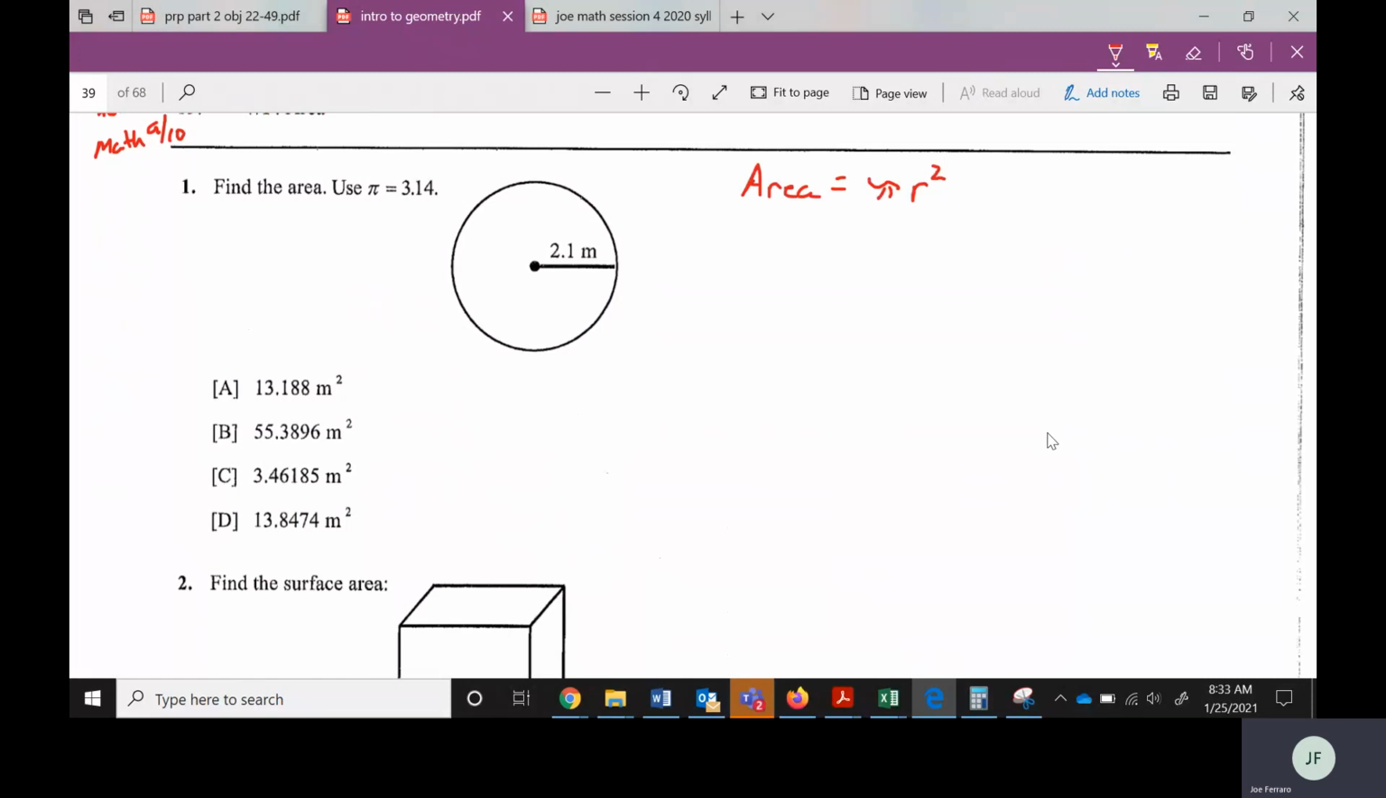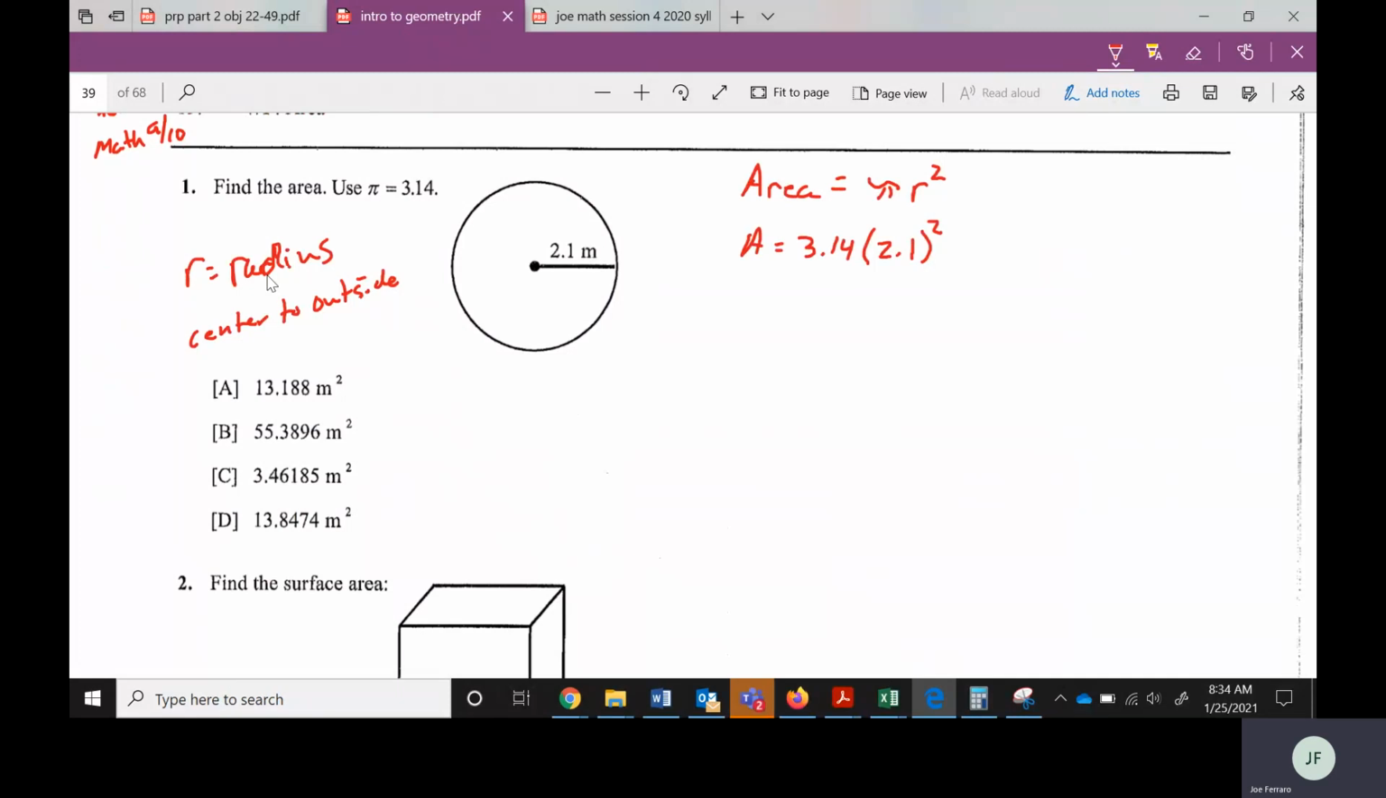R, again, is the radius, which is the center to the outside. So in this one, they give us a radius. It's 2.1 meters. So we're just going to start filling in what we know here. They say use 3.14 for pi. The radius is 2.1, and that's going to be squared.